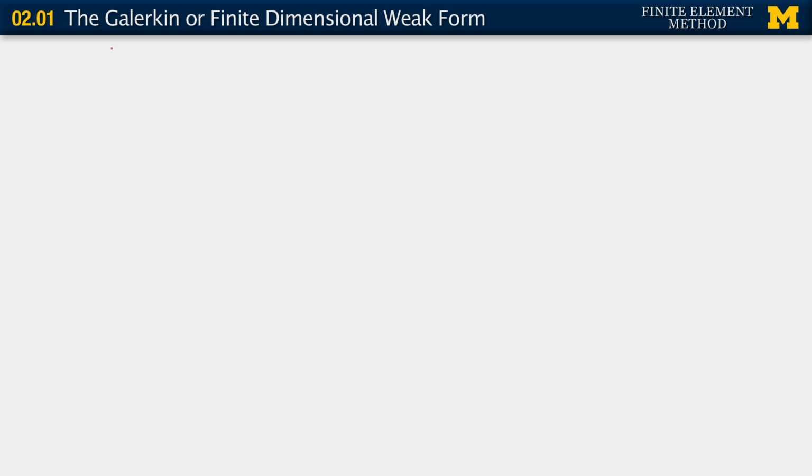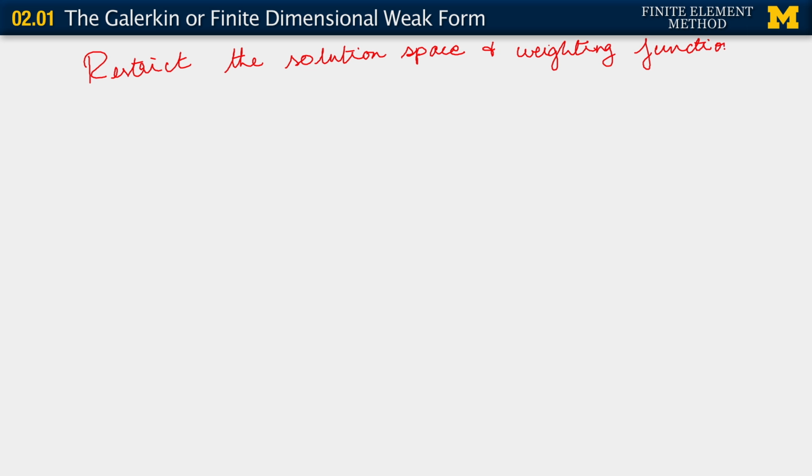All right, so the way we formalize this is to do the following. Okay, so we restrict the solution space. And importantly, we need to restrict the space of weighting functions as well. Restrict the solution space and weighting function space. The solution space and the weighting function space as well. Okay, this is what we're aiming to do.